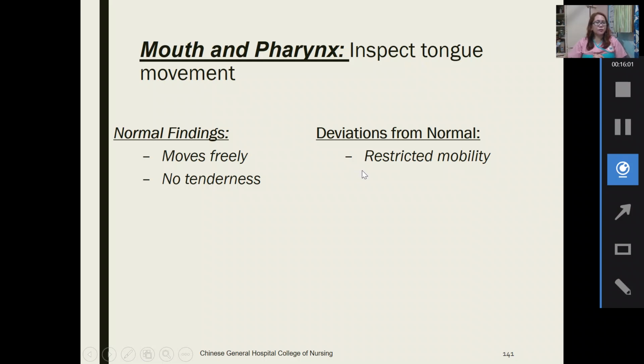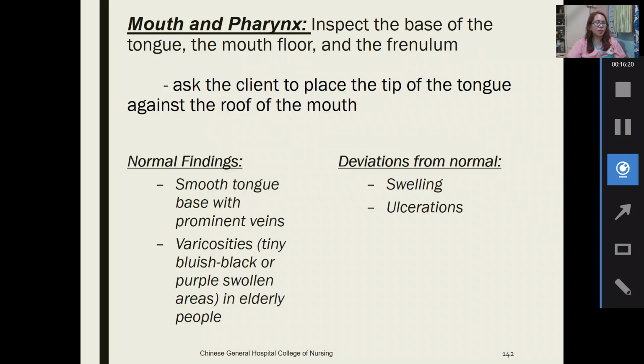Inspect the tongue movement. Okay. Move niya ba? Moves freely and there is no tenderness. There is no restricted movement. Kaya sabi mo sa patient, labas ang dila. Ayan, namumove niya naman. Taas po ang dila. Titignan mo naman yung floor of the mouth. Inspect the base of the tongue, the mouth floor, and the frenulum.